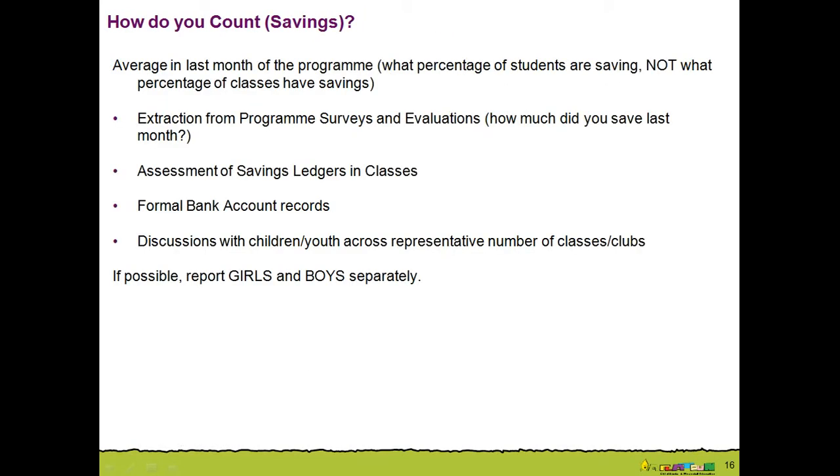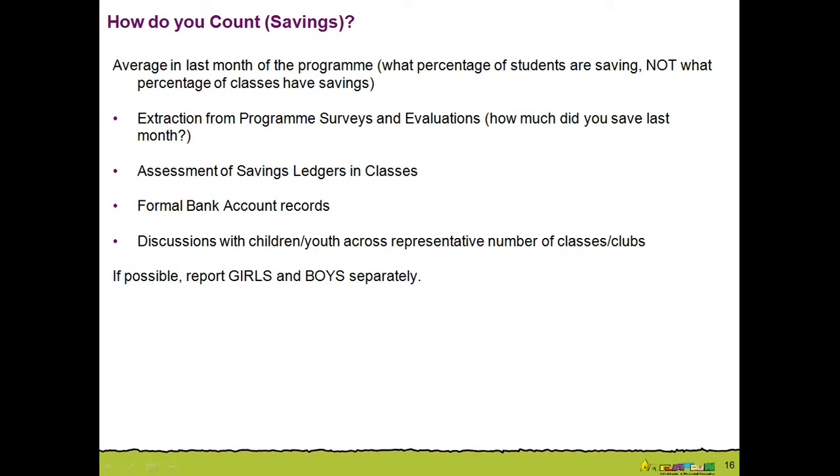Next, how do you count savings, right? Social financial education, Aflatoun Child Savings International. Obviously, savings is an important component of what we do, but it is not always easy to measure. So our solution for savings is as follows. Please average the last month of the program's savings rates. So in the last month of the program, in the same month that you're perhaps asking how many children in each class, please find out what percentage of students in that last month were saving. This is the percentage of students, not the percentage of classes.